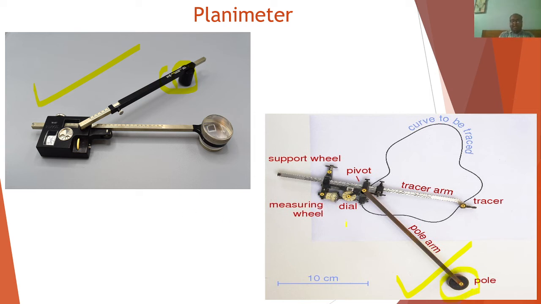And there is a dial which will measure the area, and there is a tracer. This point is a tracer, so you have to move it in a clockwise way. No need to move it in an anti-clockwise way. So you can get the data of the area. You have to reduce the scale, and there are some techniques, and you can easily get the data. So that is an example of a planimeter.